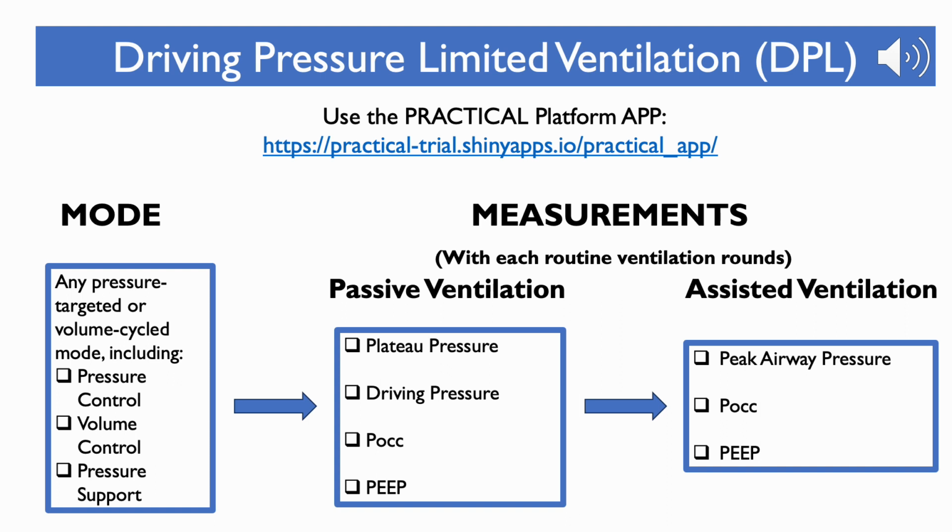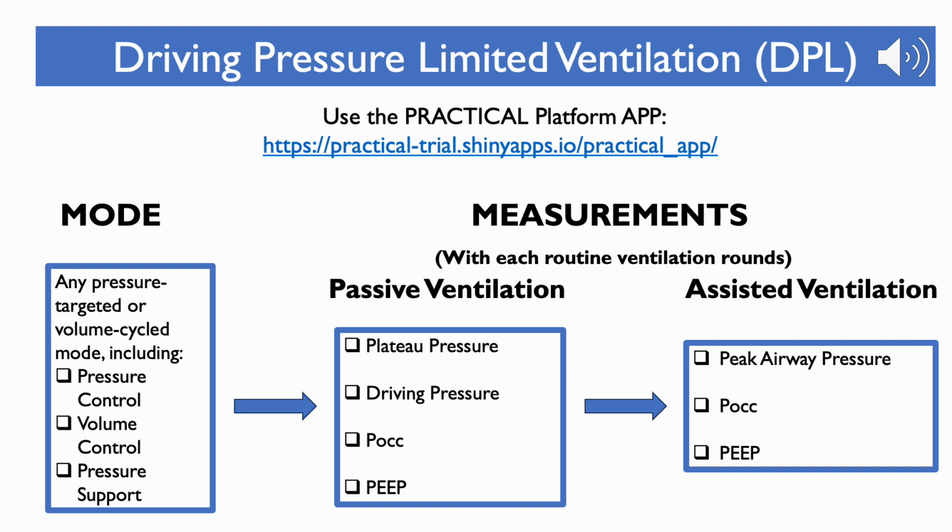This ventilation strategy targets driving pressure. We use different measurements to monitor driving pressure depending on whether the patient is passively ventilated or breathing during ventilation. When the patient is in controlled ventilation without respiratory efforts, the plateau pressure, driving pressure, P-OC, and PEEP must be measured with each routine ventilation rounds. If the patient is not breathing, the P-OC will be 0.